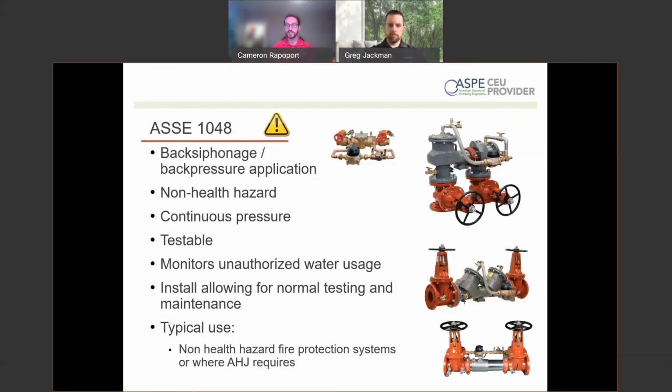So these are monitoring unauthorized water usage. It could be a leak, or it could be someone stealing water because they know that the water is free, or it could be just they tapped into a fire protection system, they didn't realize it, and they're inadvertently stealing water.